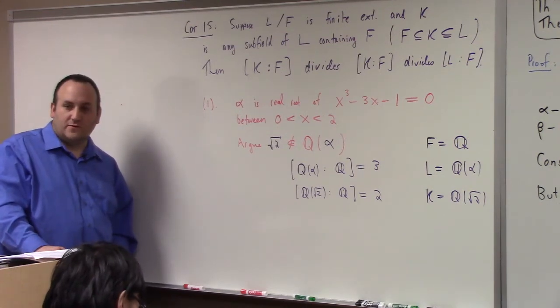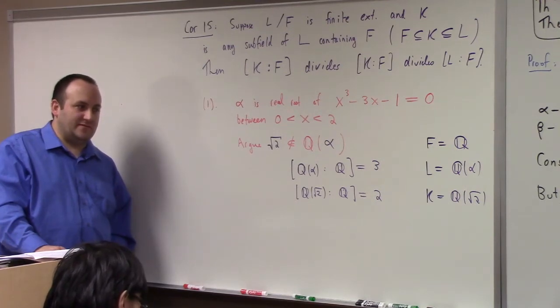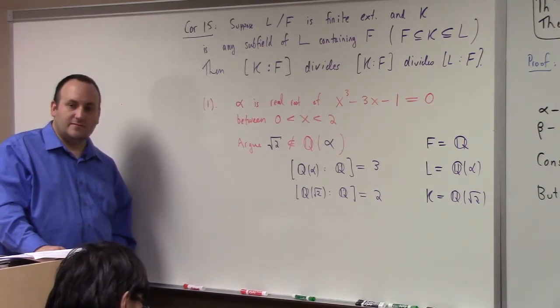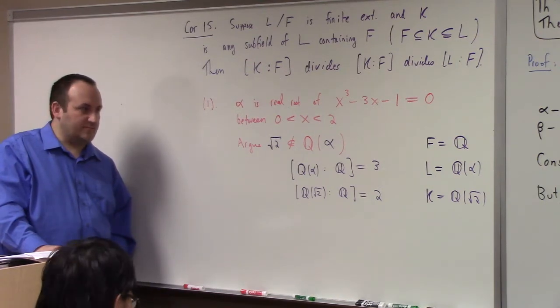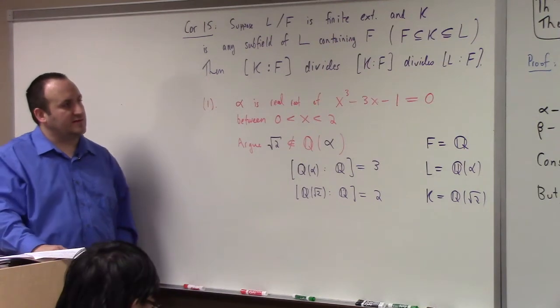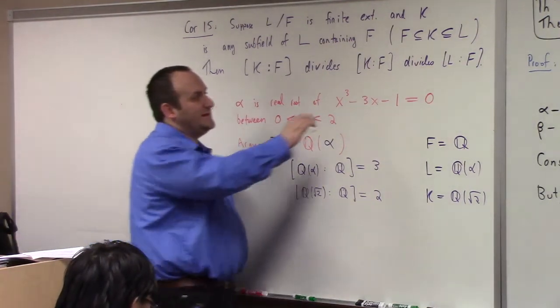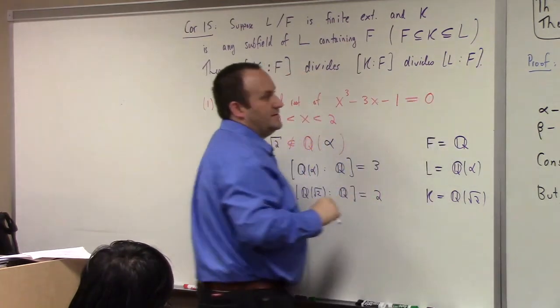Now, does it make sense? To say that, of course, K can't be a subfield of L here. I mean, Q adjoin root 2 can't be a subfield of Q adjoin alpha. That would imply 3 divides, I think it was 2 divides 3. It's the degree of the intermediate field over the base. Okay.